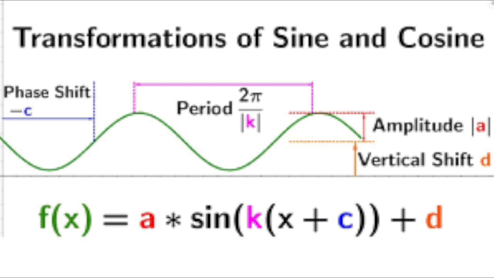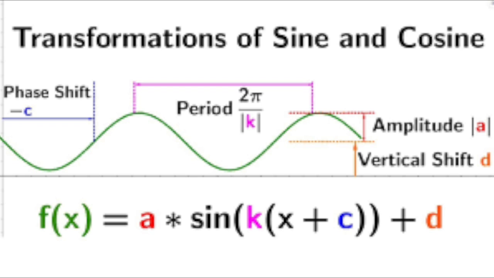A good example to use is this: we have x and y, where x is our input and y is our output, and then we have A, B, C, and D. A goes before the trigonometric function. For instance, if you have y equals sine, it becomes y equals A times sine. This A changes the amplitude. The amplitude is the height of the function from its minimum to its maximum point. So this can be changed with A.